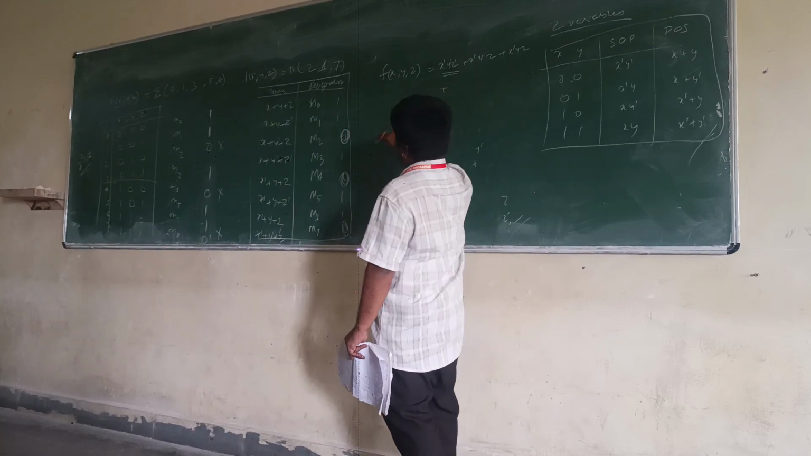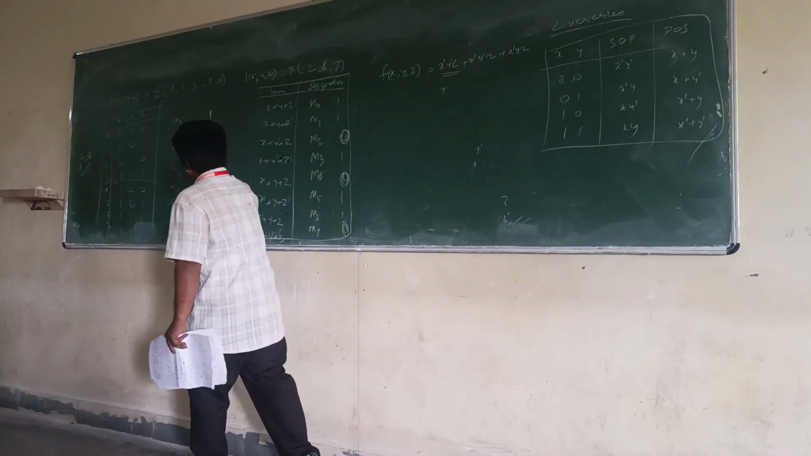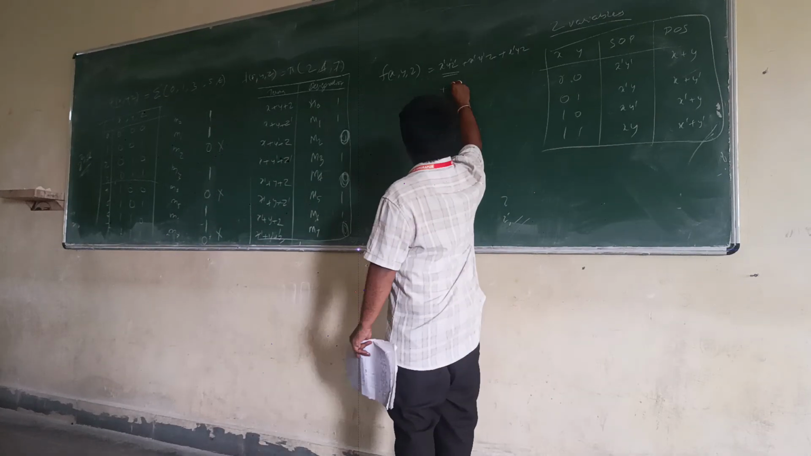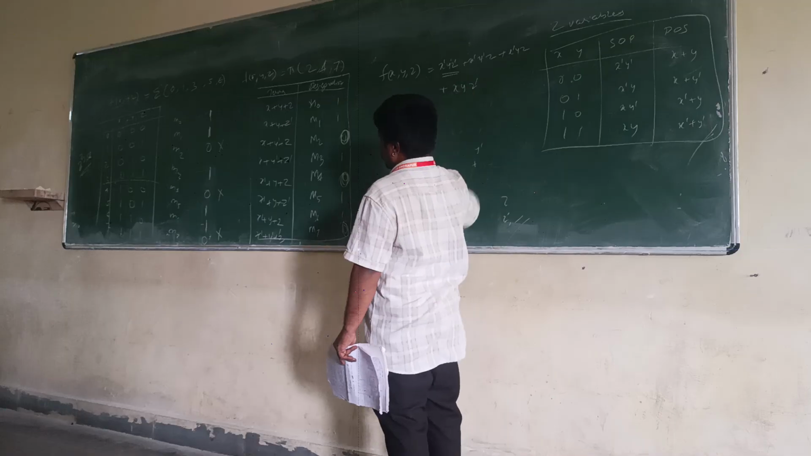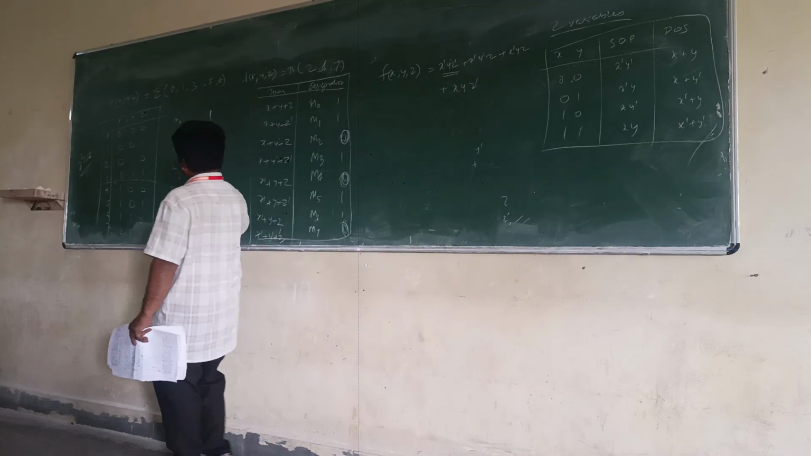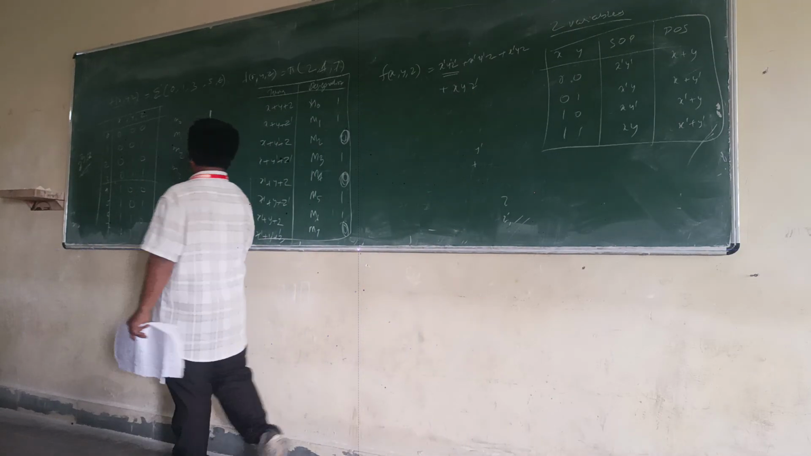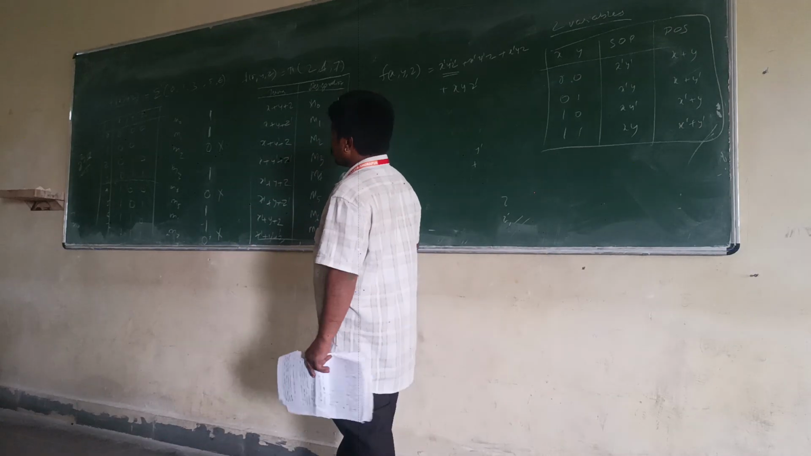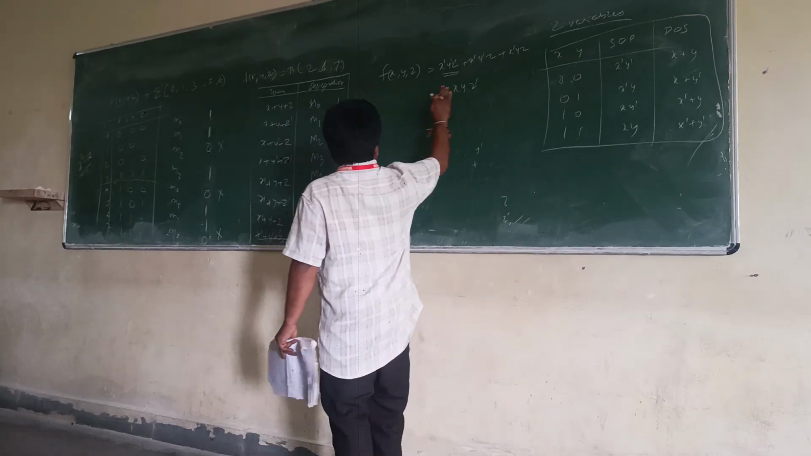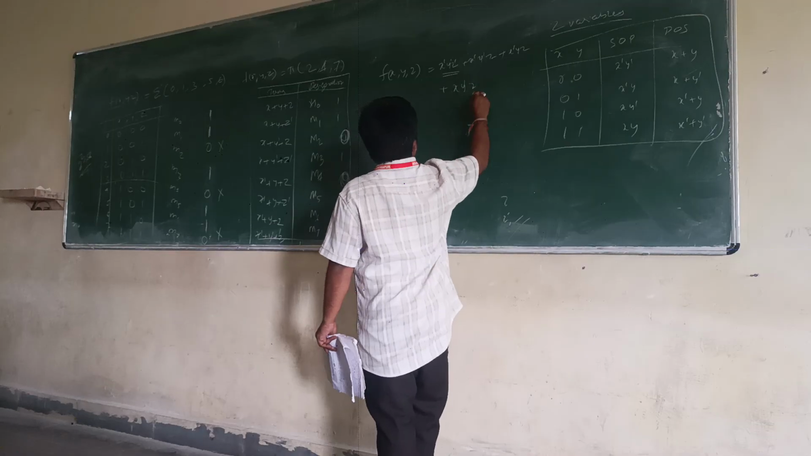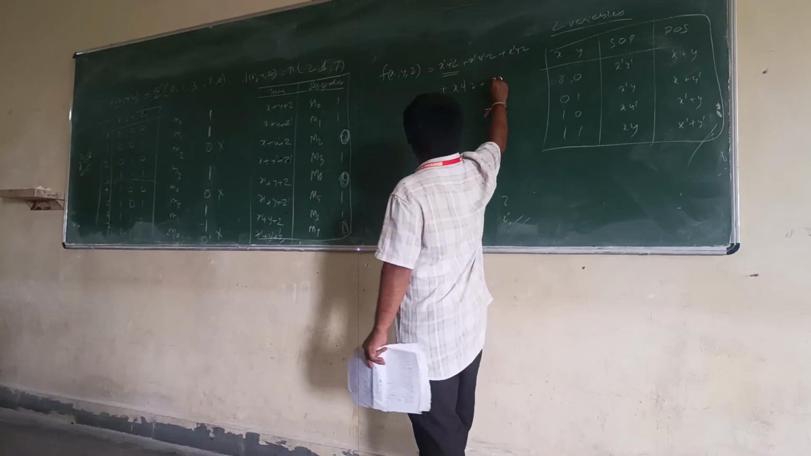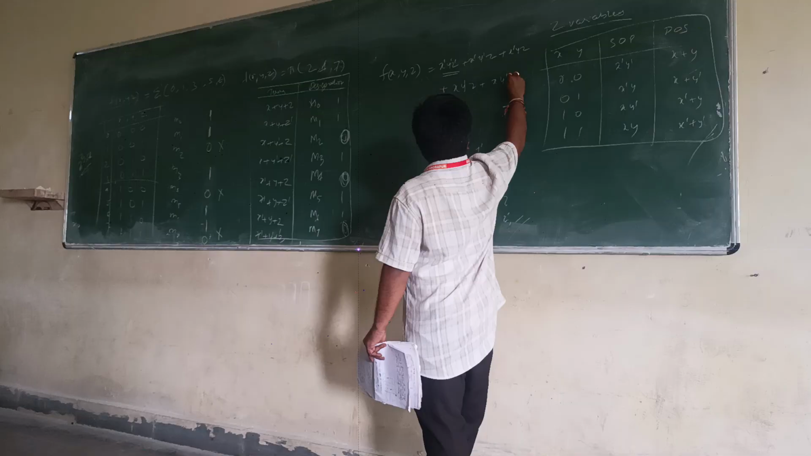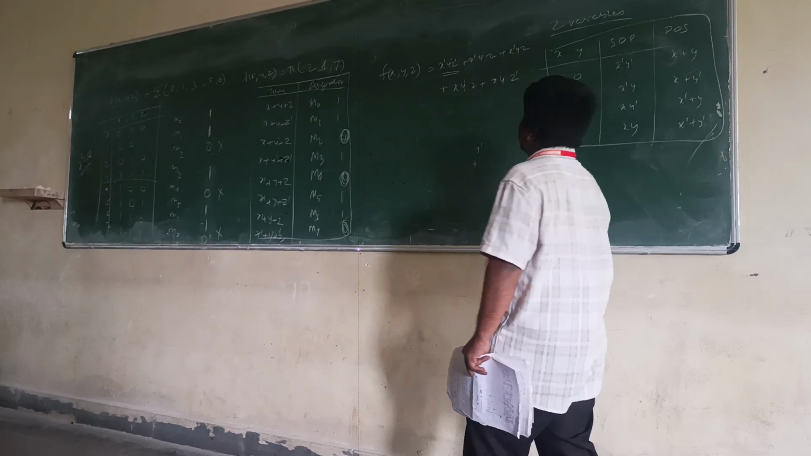Then next term is x y z bar. Third term is, sorry, x y bar z, then x y bar, x y z bar. Okay, this is the function.